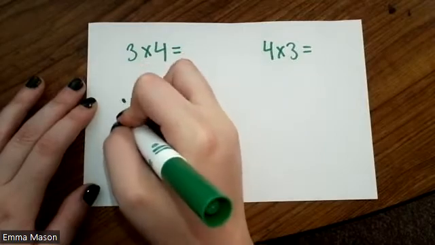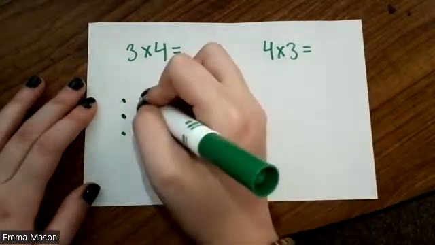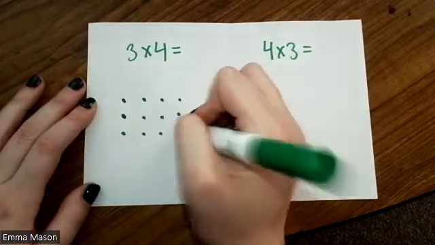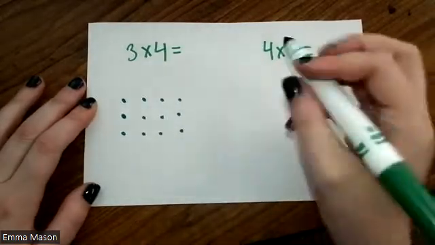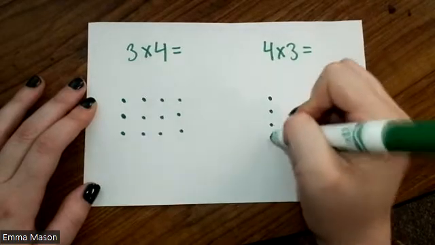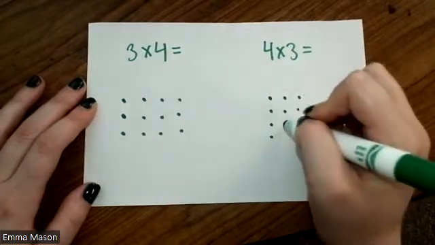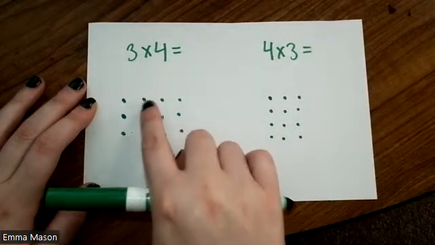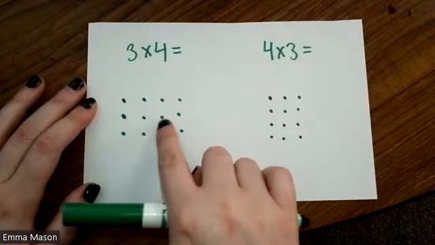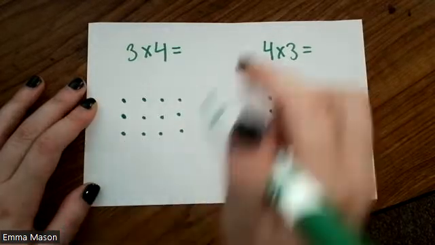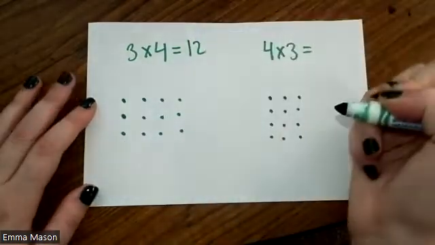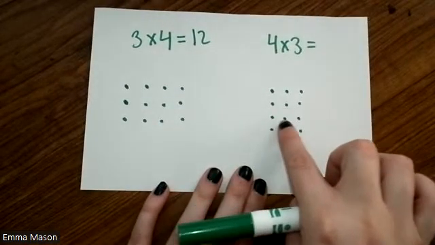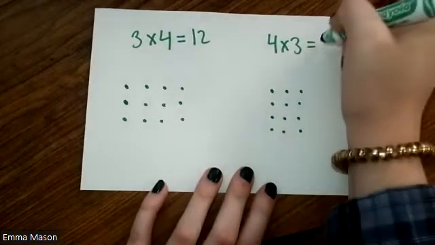So I'm going to have 3 rows with 4 in each row. This one, I'm going to have 4 rows with 3 in each row. I'm going to add them all up. 1, 2, 3, 4, 5, 6, 7, 8, 9, 10, 11, 12. Over here, 1, 2, 3, 4, 5, 6, 7, 8, 9, 10, 11, 12.